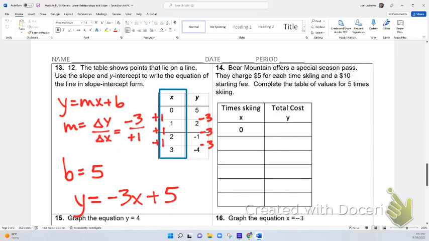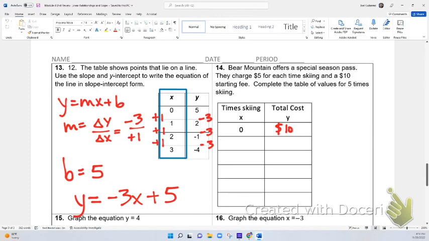For number 14, it says Bear Mountain offers a special season pass. They charge you $5 for each time you ski, and $10 as your starting fee. So again, right when you sign up, they are going to charge you $10. They don't really care how many times you go skiing. They're just going to charge you $10 as a startup cost. Okay? And they want us to complete the table for if you go skiing 5 times.